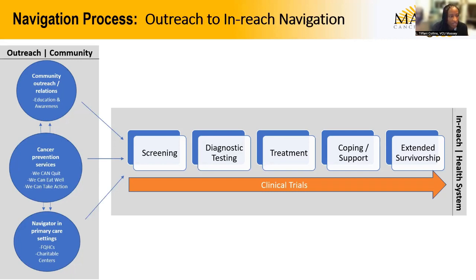And then our navigators are in the primary setting along with our outreach and engagement team members. We work closely with those FQHCs, charitable centers, as well as, again, we're in one of the libraries in one of our higher cancer mortality rate areas. So our goal is to get individuals to screening. If they go on to get diagnosed, there is an in-reach navigator who is with that individual throughout the entire process and making sure that they are aware of the possibility, if needed, of clinical trials.